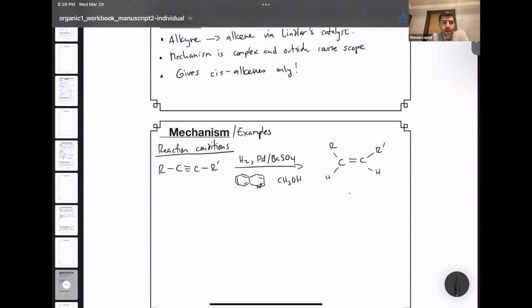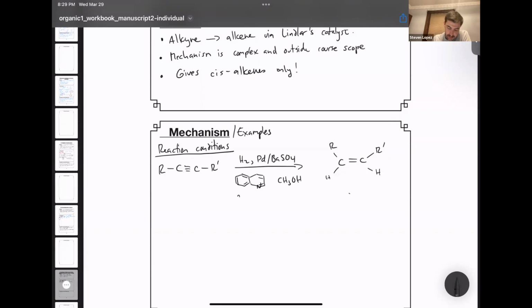You'll notice here we start with an alkyne that's di-substituted with two different groups, which I've noted as R and R prime. And then we react that with hydrogen gas, which provides the initial hydrogen molecules that add to the alkyne, and a catalytic mixture of palladium, barium sulfate, quinoline, and methanol.